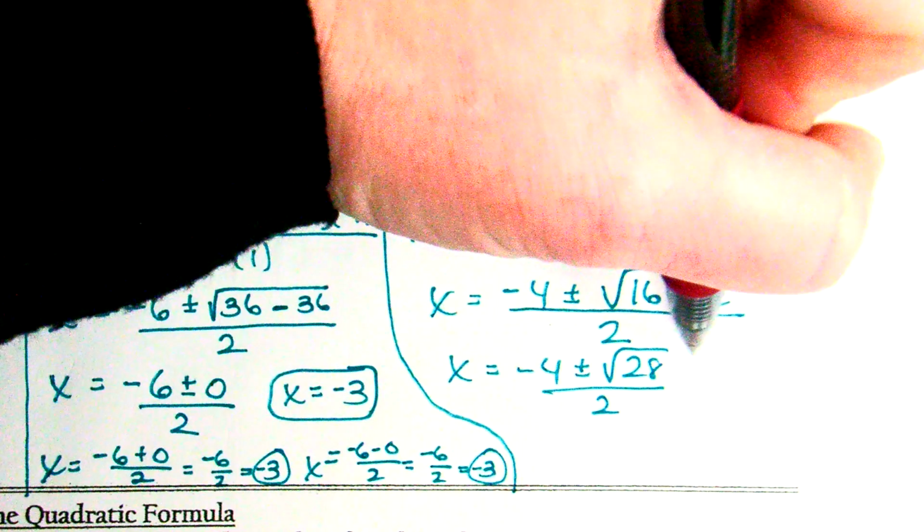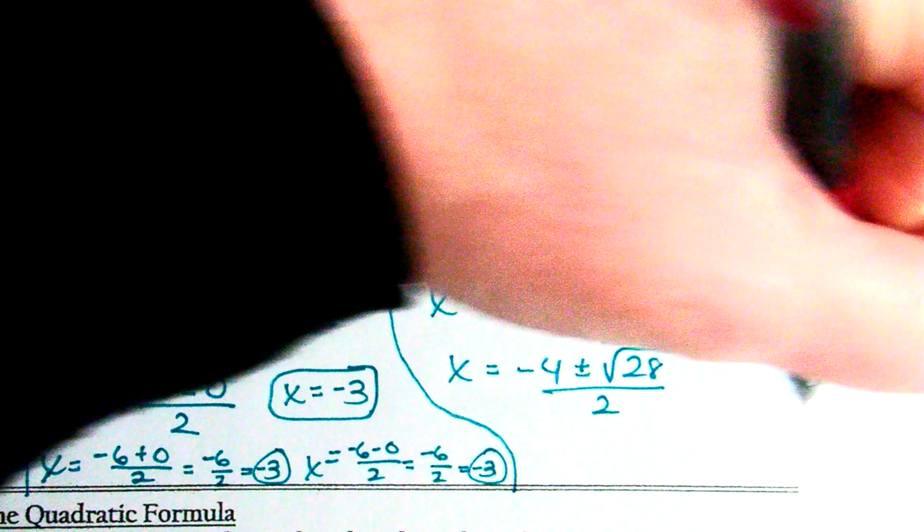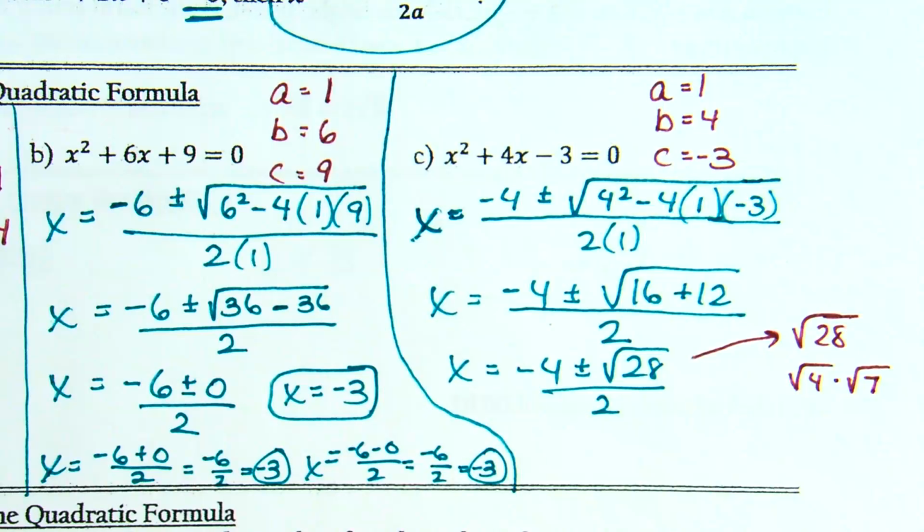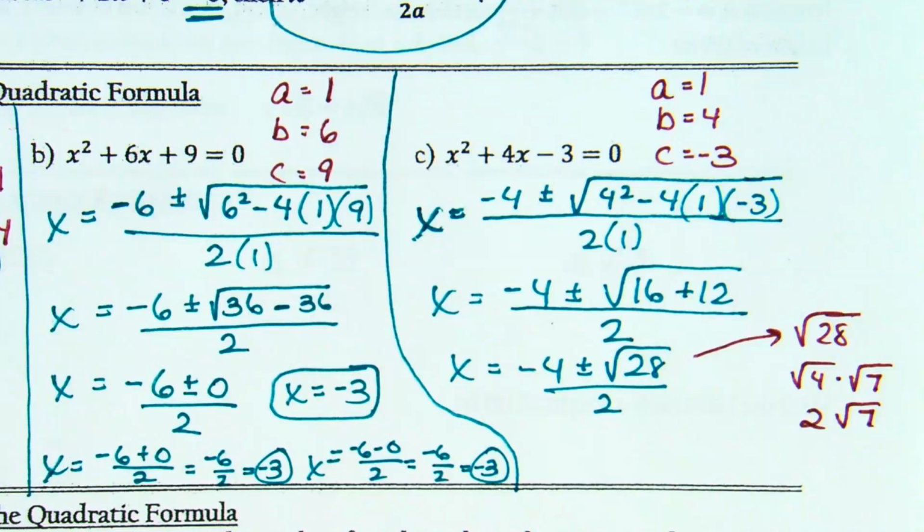I'm going to bring this over here. 28 can be rewritten. The square root of 28 is the square root of 4 times the square root of 7, because 4 times 7 is 28, right? What do you know about the square root of 4? It's a 2. What do you know about the square root of 7? It stays. So, thus, the square root of 28 can become 2 radical 7.